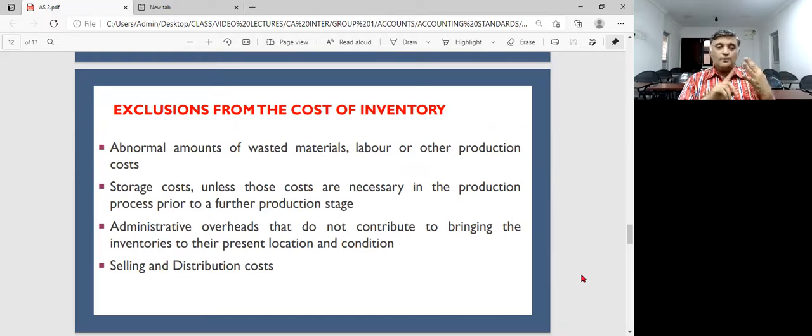What are those? Abnormal amounts of wasted material, labor, and other production costs. Logical. If you have set a standard of consumption, for example, if the material consumption for this product is 15 kgs, and you went and consumed 25 kgs, the balance 10 kgs, which is over and above the standard, that's abnormal, right?